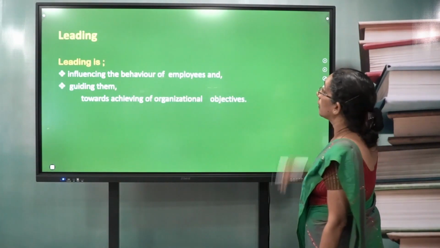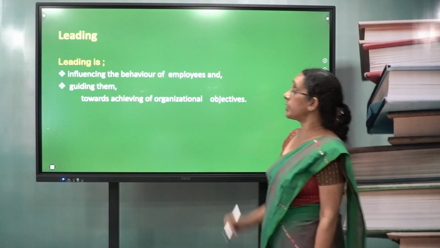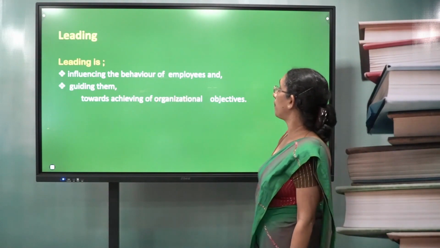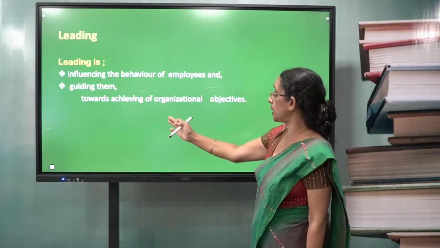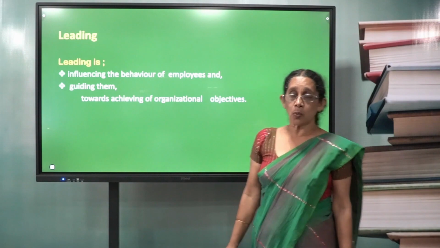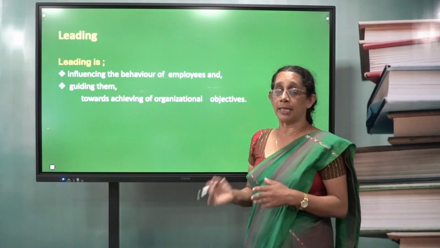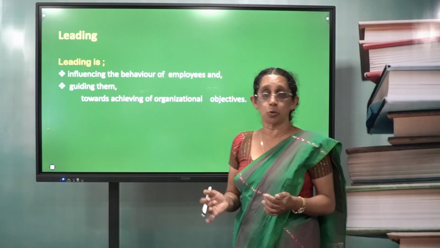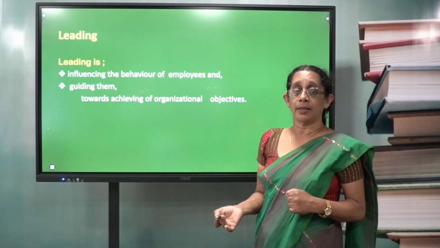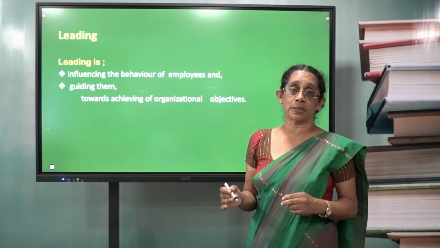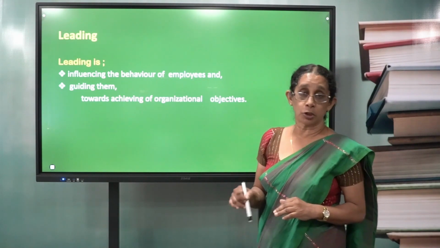Next one is leading. What is leading? Leading is influencing the behavior of employees and guiding them towards achieving the organization's objectives. Yes. Now, the business has set its objectives. In our example, we took a shoe manufacturing business. We told that one objective is to earn profits by providing quality shoes.